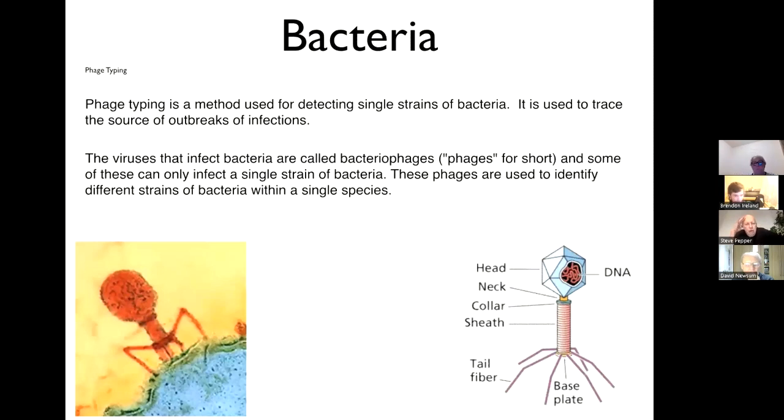You've also got phage testing or phage typing, and it's a method used for detecting single strains of bacteria, and it's used to trace the source of outbreaks of infections. The viruses that infect bacteria are called bacteriophages, or phages for short, and some of these can only infect a single strain of bacteria. These phages are used to identify different strains of bacteria within a single species.